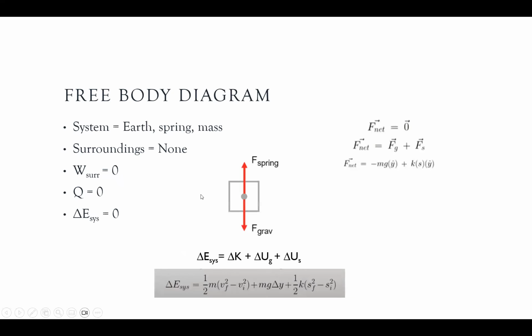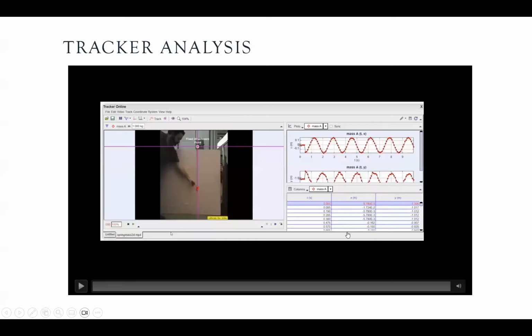The system in this lab would be the Earth, the spring, and the mass, with the surroundings being nothing. This means that there is no work done by the surroundings and no transfer of thermal energy between the system and the surroundings. This means that the change in the energy for the system during this lab is 0. That means that the change in energy of the system is equivalent to the kinetic energy of the object, the gravitational potential energy, as well as the spring potential energy.